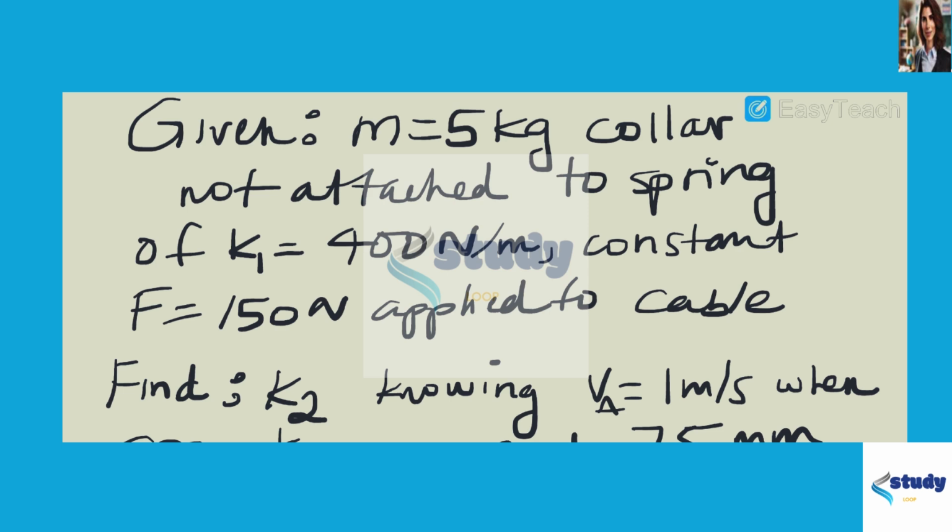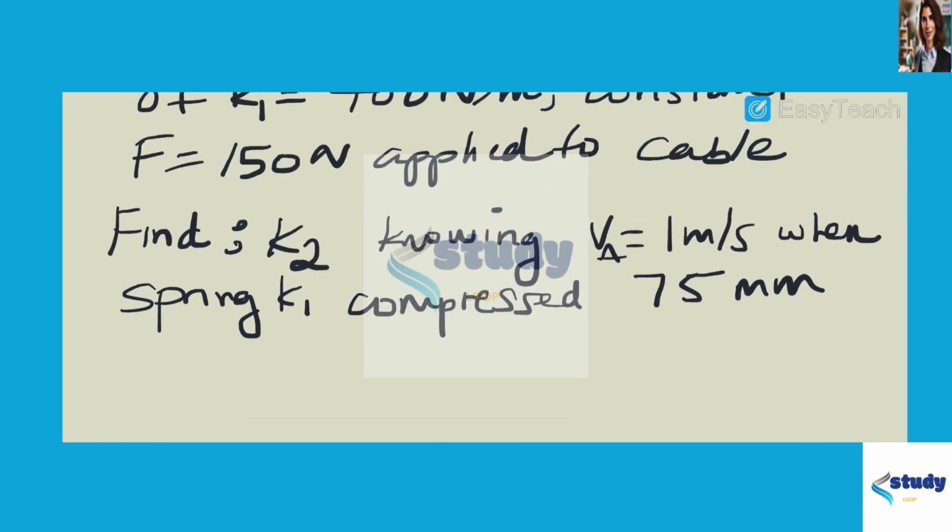Hi everyone. What we have right now is a collar of mass 5 kilograms that is not attached to a spring K1, which has a spring constant of 400 newtons per meter. And there is a constant force of 150 newtons that is applied via a cable. What we're asked to find is the spring constant of the second spring, knowing that the velocity is 1 meter per second when the spring K1 is compressed 75 millimeters.